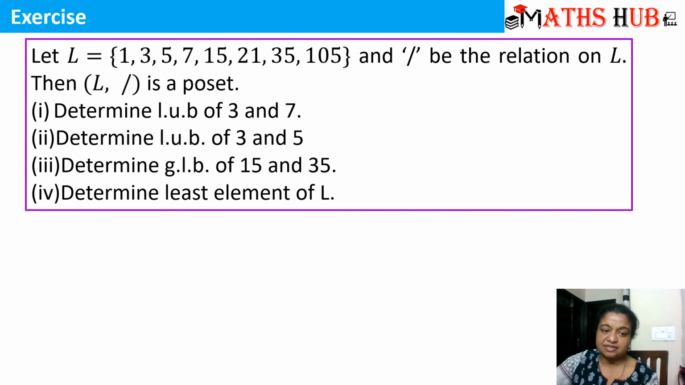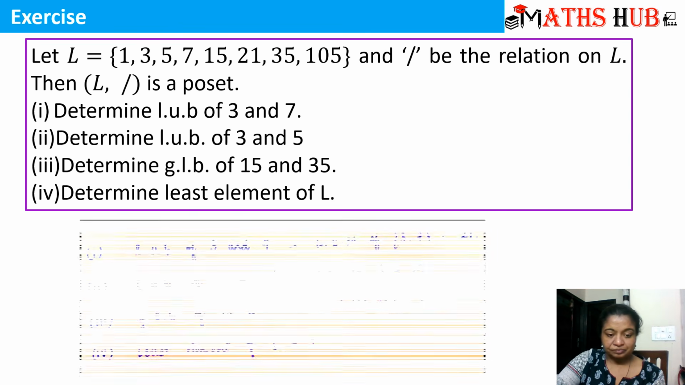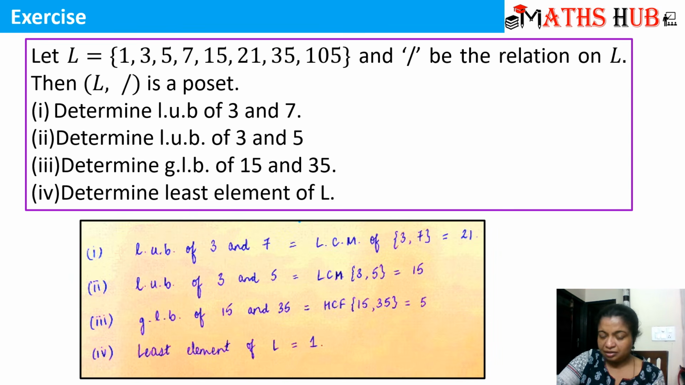So here the POSET is 1, 3, 5, 7, 15, 21, 35, 105. This is a POSET on the set of integers. And you need to calculate the LUB of 3 and 7. That means you need to calculate the LCM of 3 and 7. You need to calculate the LUB of 3 and 5, the GLB of 15 and 35, and you need to calculate the least element, right? So least element means that you have to calculate the minimum element, right? So you can try this exercise and let me know in the comment section. The answers are already given here.